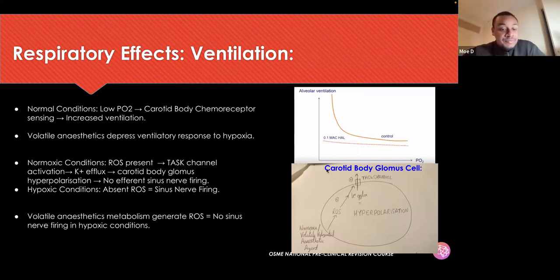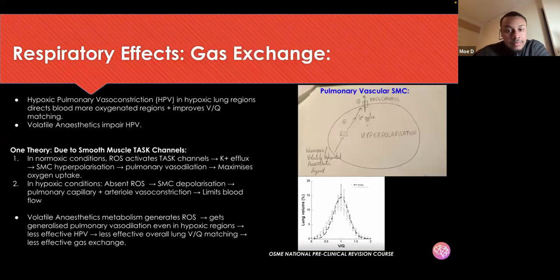in ventilation. Now, what volatile anesthetics do is that their metabolism generates reactive oxygen species. So even in hypoxic conditions, you've got reactive oxygen species, which is around, and that means that the carotid body glomerulus cell is hyperpolarized and is unable to send signals to the respiratory center to increase ventilation. So that's thought to be why you don't respond to hypoxia when you're taking volatile anesthetics.